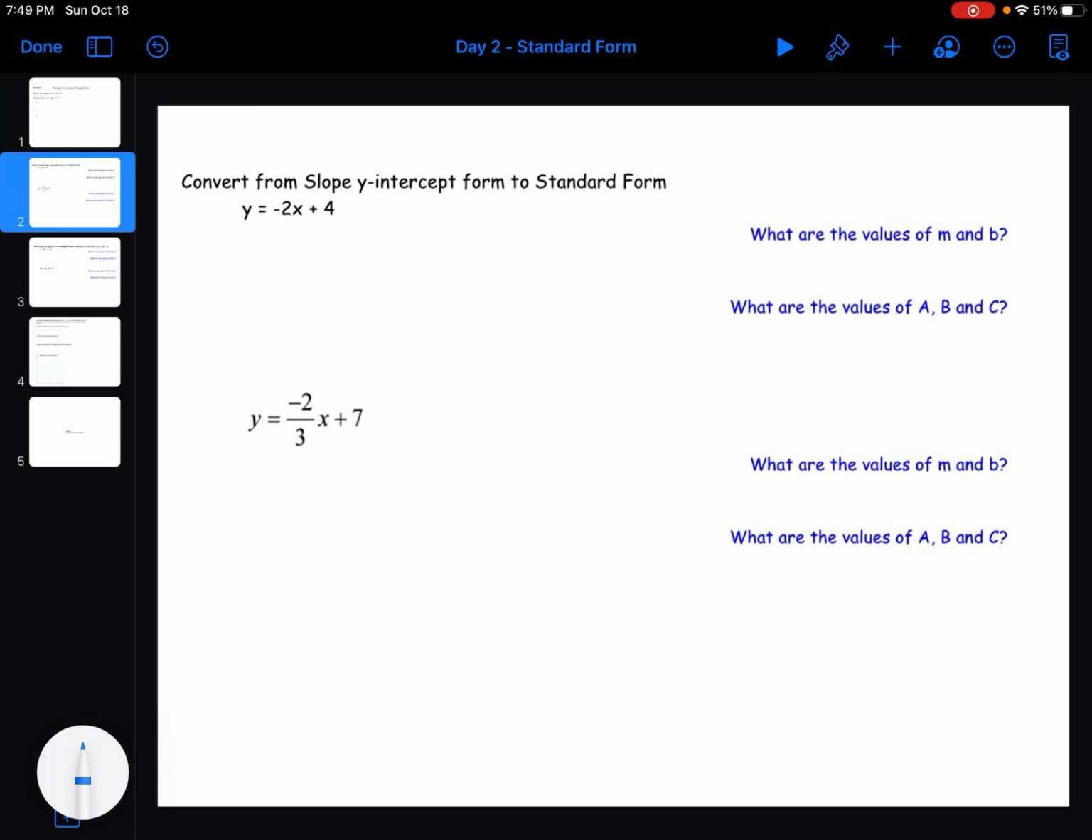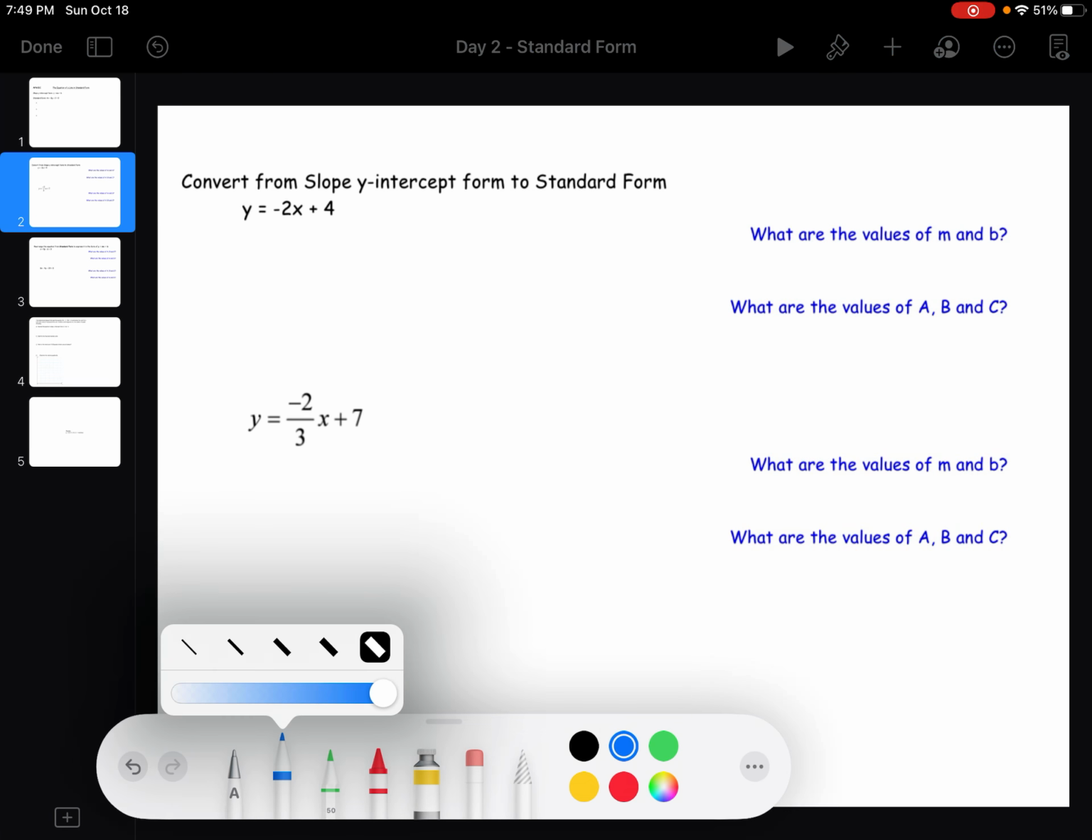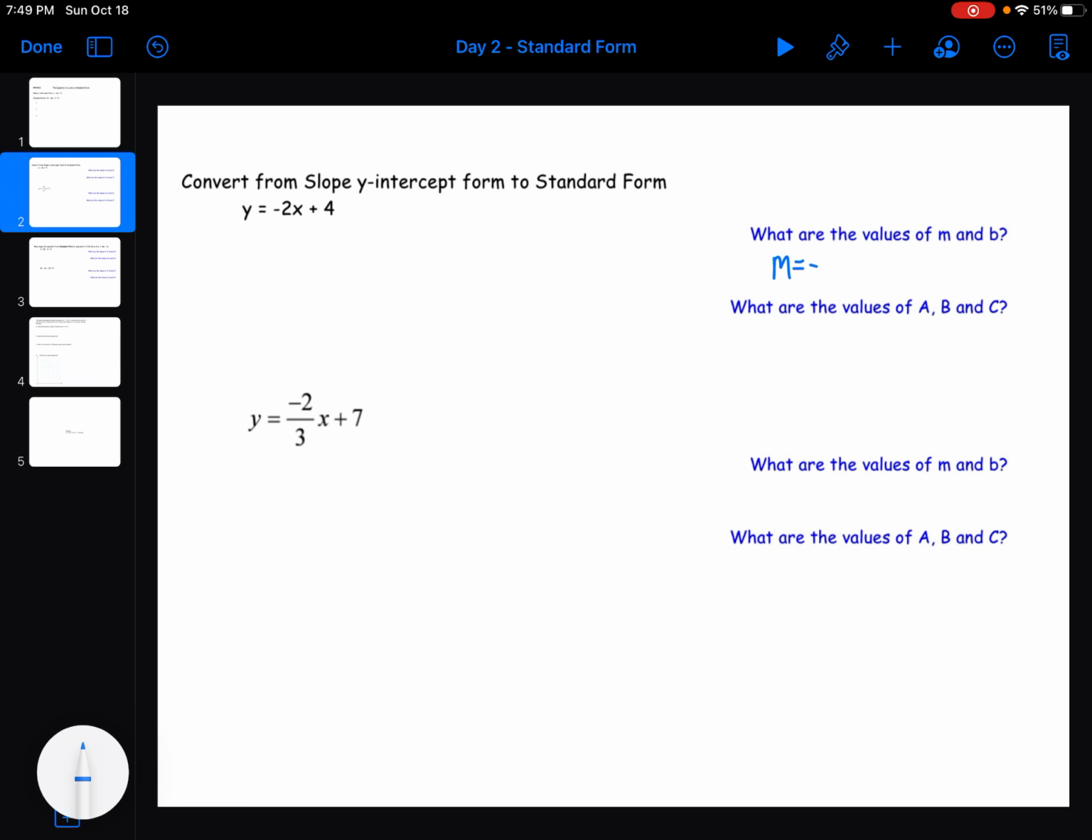So convert the following into standard form. The first thing we need to do when we're converting to standard form is make sure there's no fractions. Now in this case, there is not. Now I'm going to look at this first. It says, what are the values of m and b? Well, our slope here is -2, and our b value is 4.